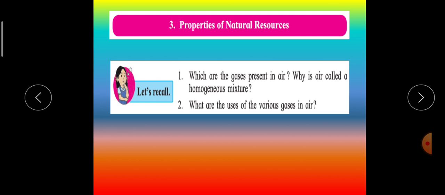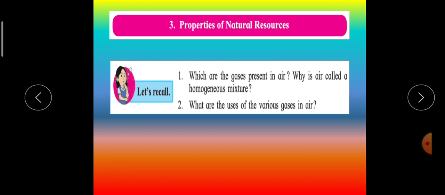The amount of the gases in the air is the greatest near the surface and decreases as we go higher and higher from the surface. That is, air becomes rarer at higher altitudes.